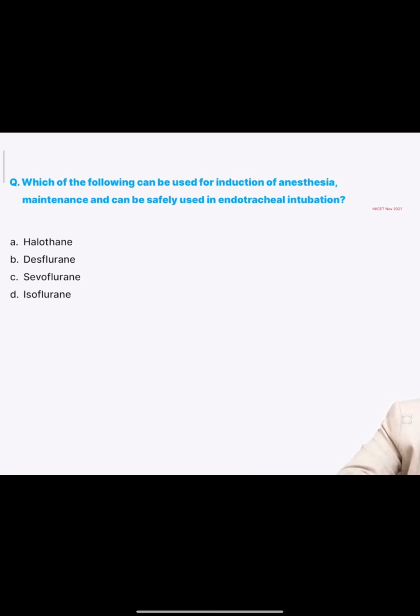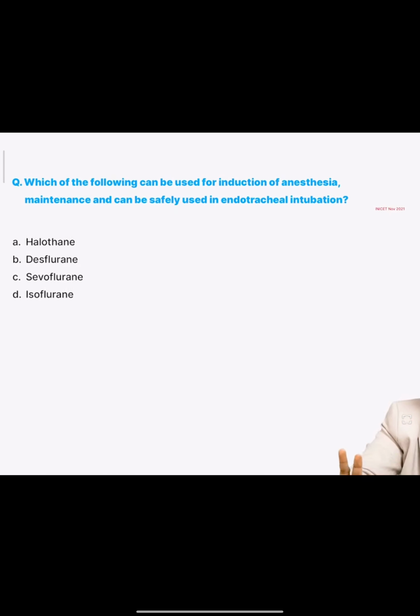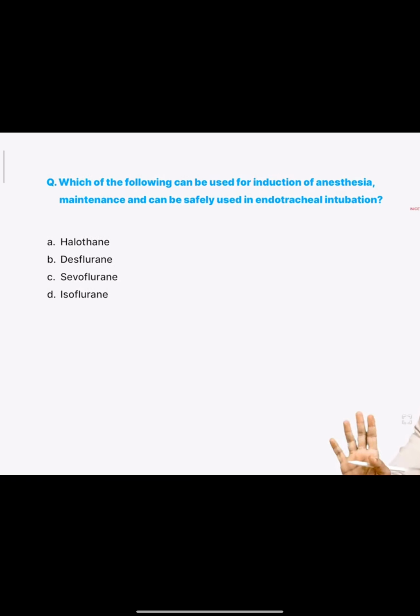Next, which of the following can be used for induction of anesthesia, maintenance, and safely used for endotracheal intubation? Only one agent can be used for all purposes: induction, maintenance, and endotracheal intubation. What is that agent? Always sevoflurane for induction purpose. Remember, induction is mainly done by IV route, with IV induction agents. But if IV is not possible, then you can go with sevoflurane.